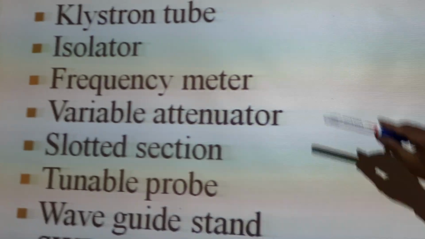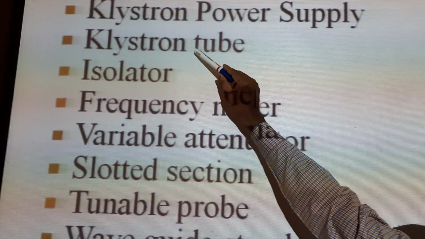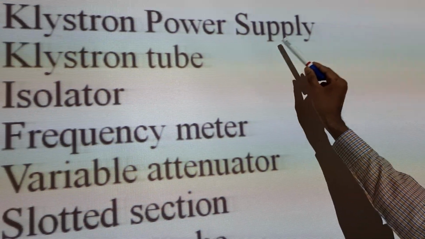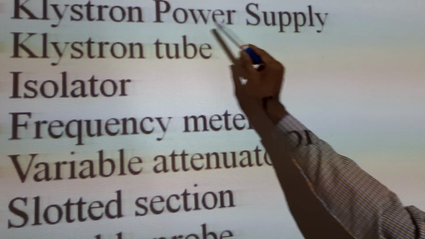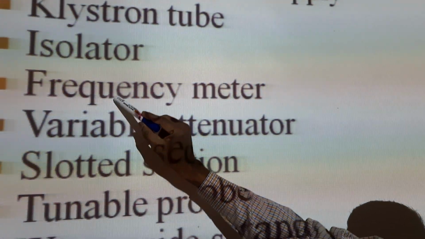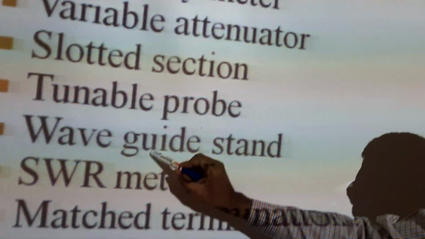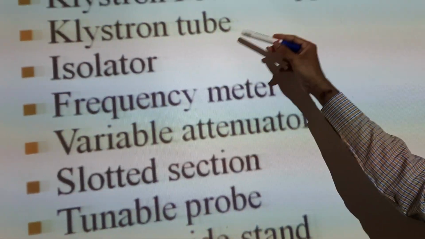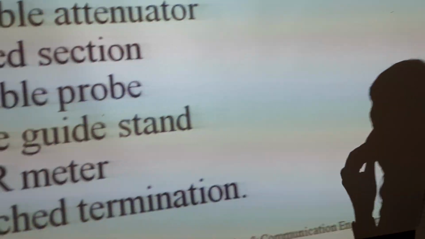These are the equipments required. Your Klystron power supply. The Klystron tube is the microwave source. To excite the source, to generate the source, we need a Klystron power supply. It gives the beam voltage, repeller voltage, current. Then we have this isolator and frequency meter, variable attenuator, slotted section, tunable probe, waveguide stand, SWR meter, match termination. All these things I will tell you in the microwave test bench. I will show you what is the function of each equipment.